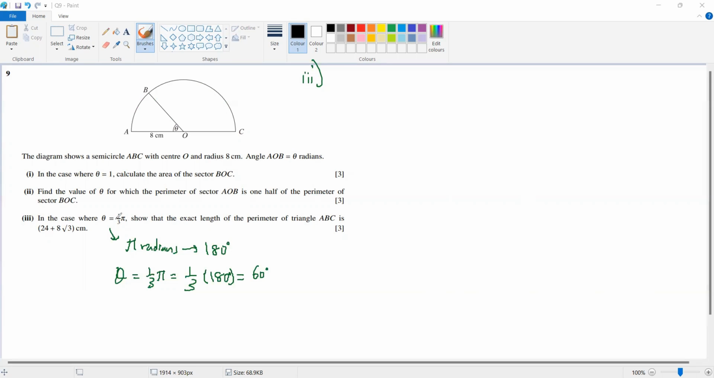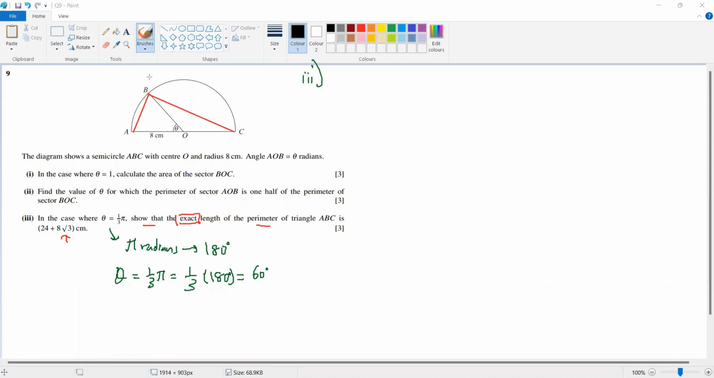Okay, let's go for the third part. Show that the exact length, and the word exact means the pi or circle will not be approximated, of the perimeter of triangle ABC is this. Let's just join a little bit to see the triangle ABC. Aha, there we have the triangle here.